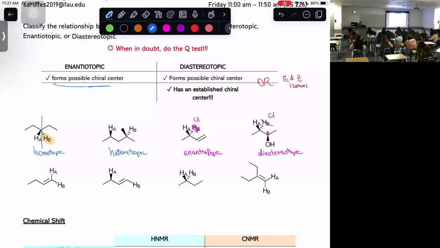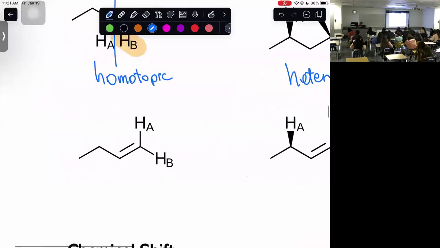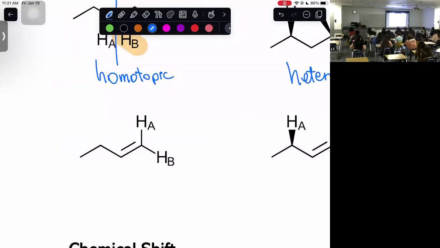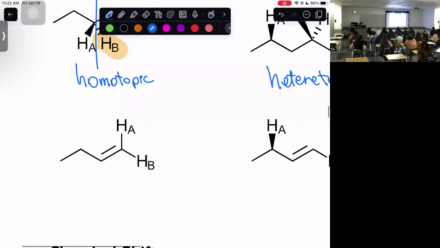Okay, do we need the remaining minute? Do we have our answers? Okay, awesome. First molecule, relationship. Homotopic? Did you all get homotopic? I see some no's. So what did you guys get? Enantiotopic and diastereotopic. Okay, so I have 3 different answers. So let's just start doing the Q test. Whenever you're in doubt, always do the Q test.